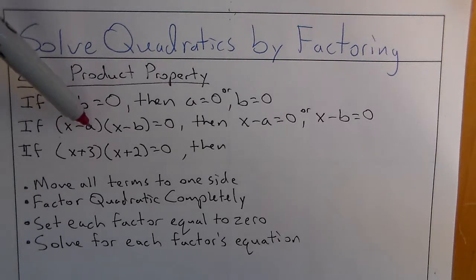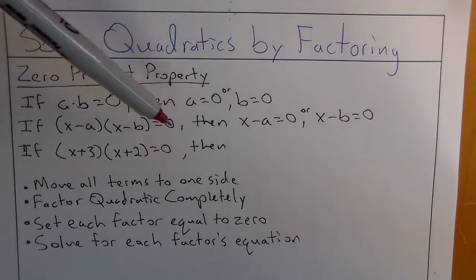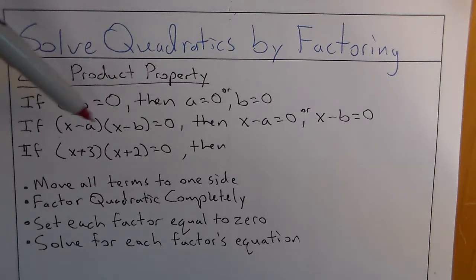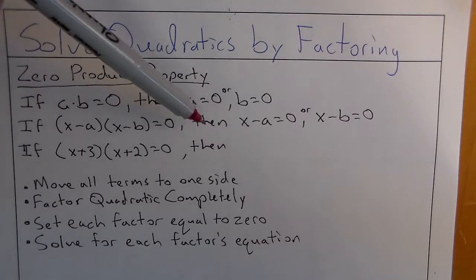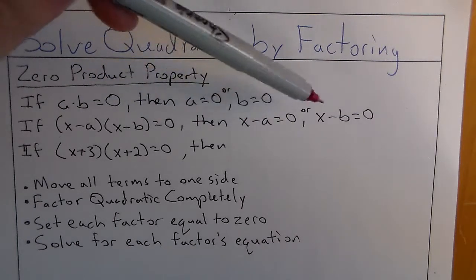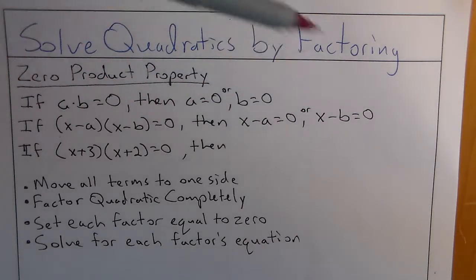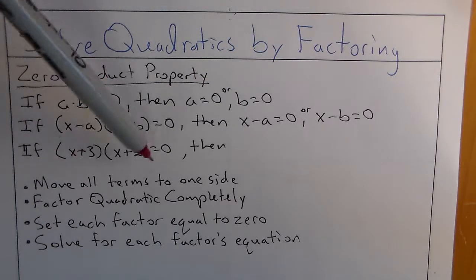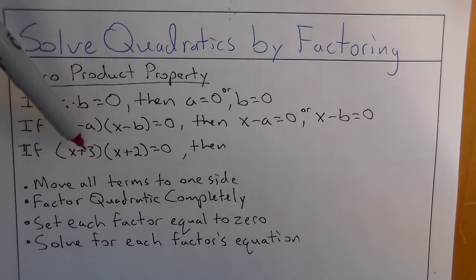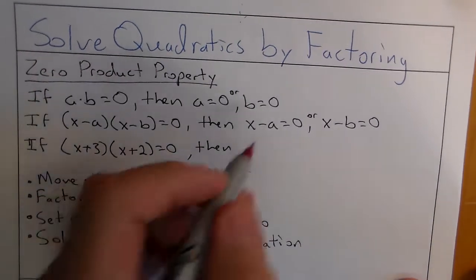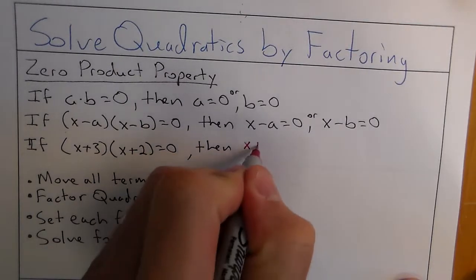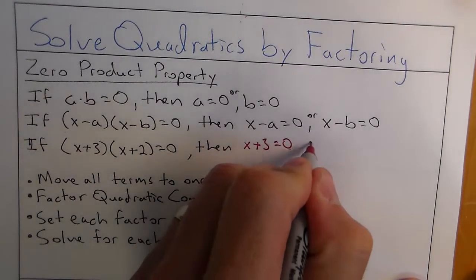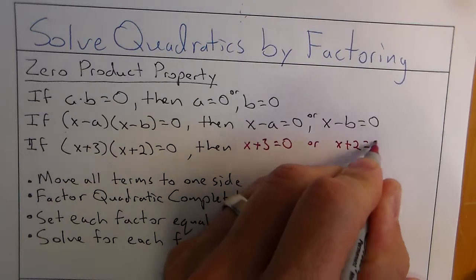So if I have x minus a times x minus b equals 0, in order for multiplication to work, one of these things has to be 0. So we would say then that x minus a equals 0 or x minus b equals 0. Where this really comes into use is if I have actual binomials. So let's say x plus 3 times x plus 2. That means x plus 3 equals 0 or x plus 2 equals 0.